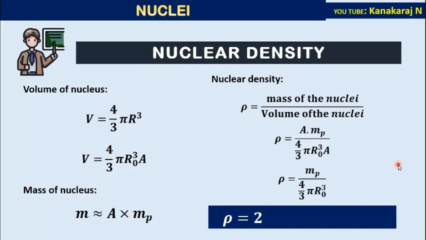The value is rho equals 2.3 multiplied by 10 power 17 kilogram per meter cube. The density of the nucleus is 2.3 multiplied by 10 power 17 kilogram per meter cube.